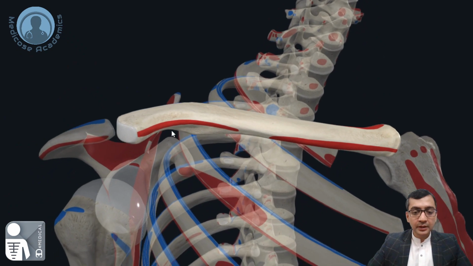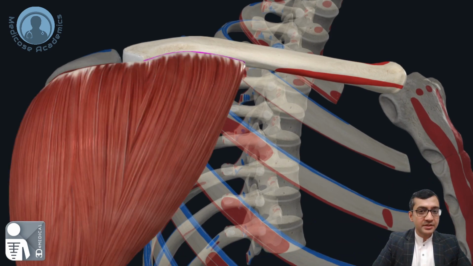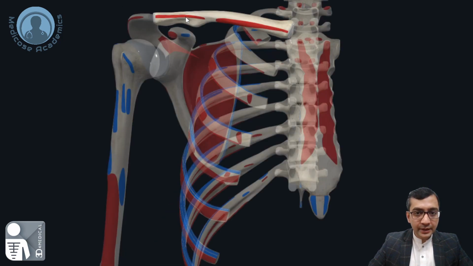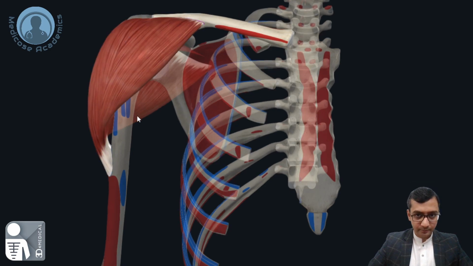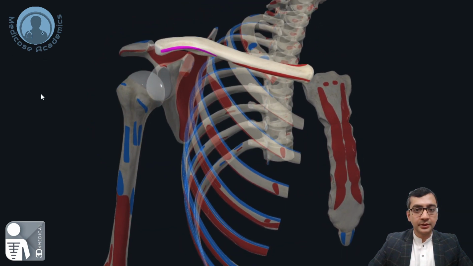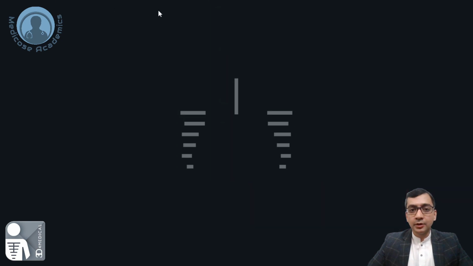On the lateral one third, the anterior surface gives origin to the deltoid muscle. Here you can see the deltoid muscle. It is the one that makes the prominence of your shoulder. So on the anterior part, apart from other origins, this is the origin of the deltoid. The posterior one third will be more visible in the complete body model.